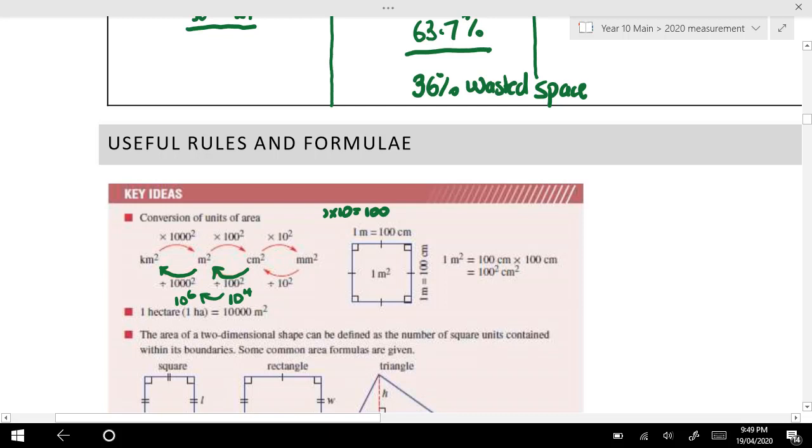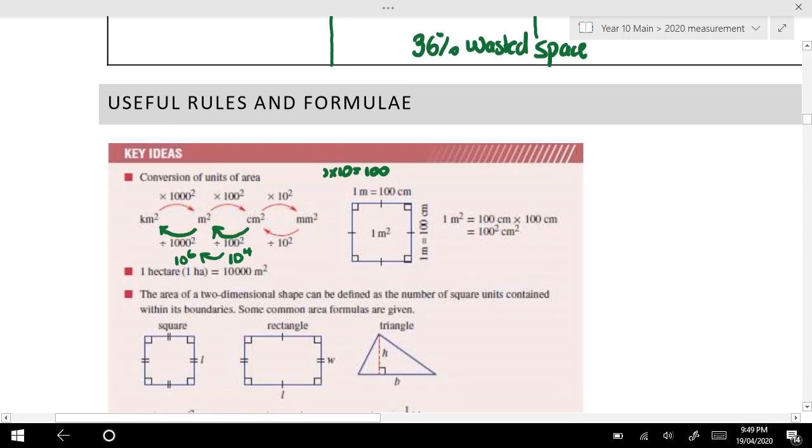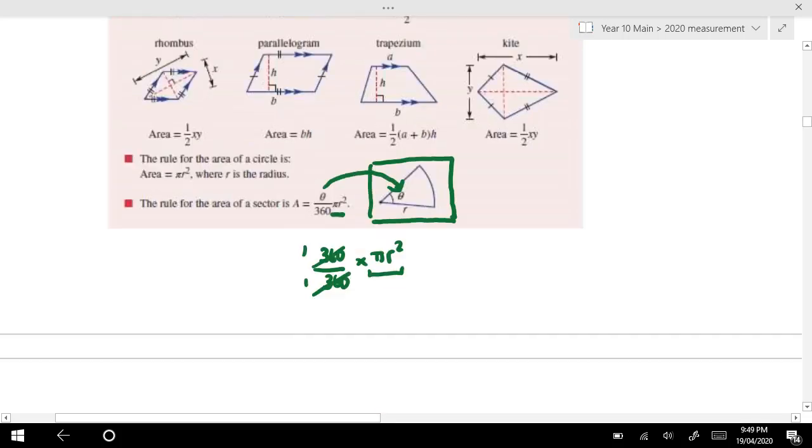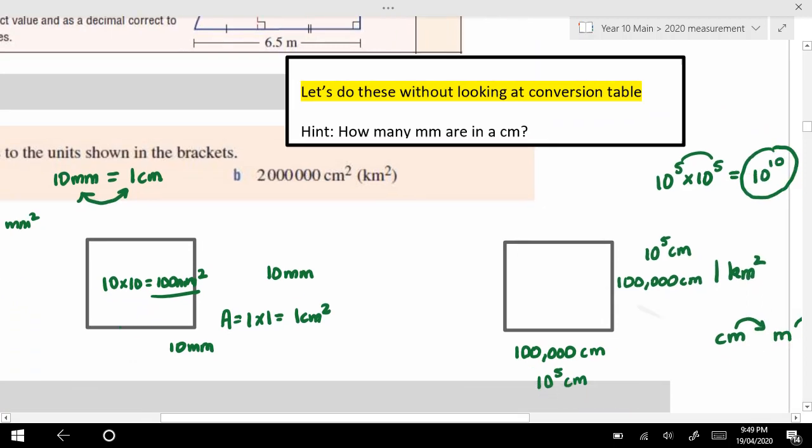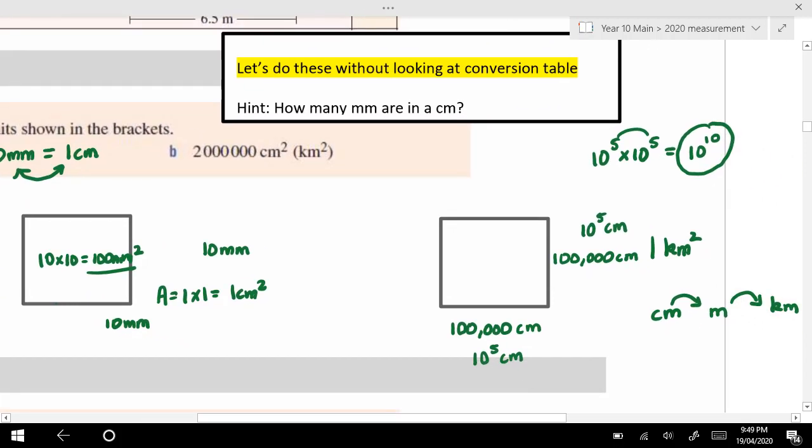Okay, so with this one, it might be better to actually do it in stages. And of course, you've got your calculator. I'm doing this without a calculator, so this one can be a bit tricky. What we're going to do is divide by 10 to the power of 10, or you can do it in two lots. We've got 6 zeros.